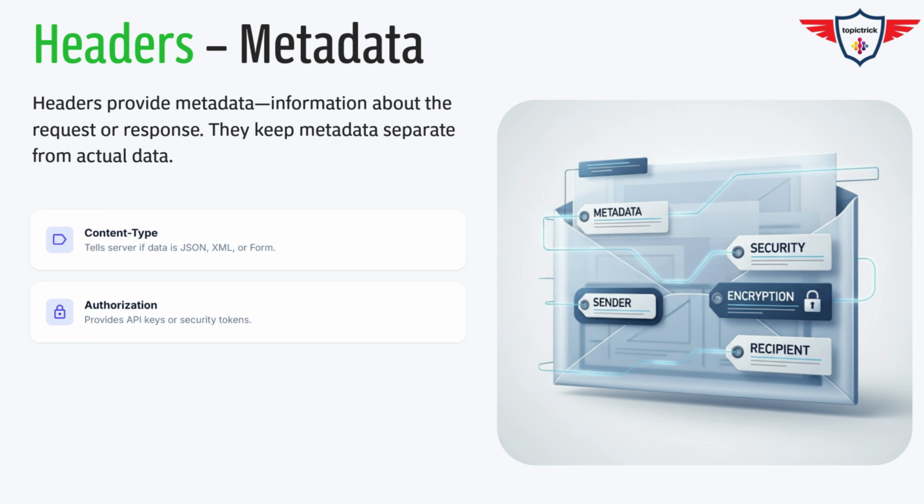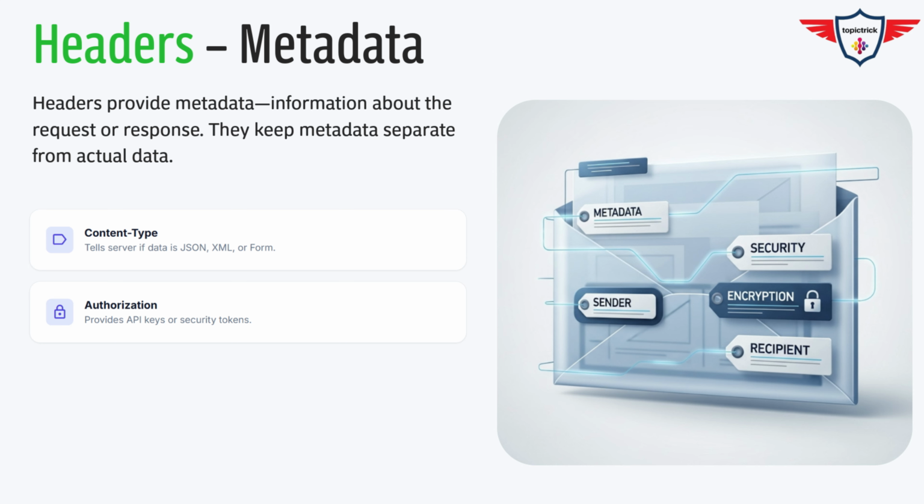A very common header is content type. This header tells the server what type the request body is in, such as application/JSON. Another important header is authorization, which is often used to send authentication tokens so the server knows who is making the request. Headers are powerful because they keep concerns separate.